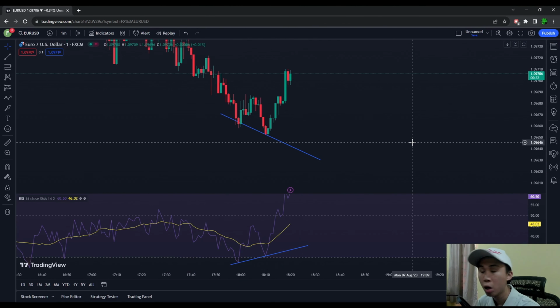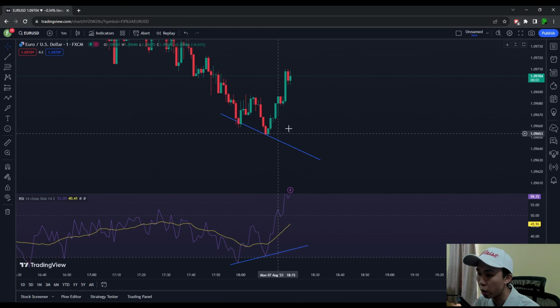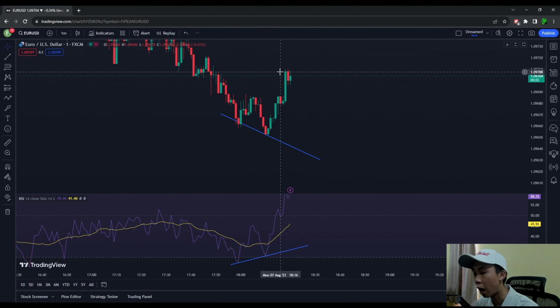And how do we usually use divergence? We use divergence to spot reversals. So in this case, we have seen the price reverse after the divergence has occurred. So we were moving down at first, and after this divergence occurred, price reversed up, and this is when divergence has played out perfectly.